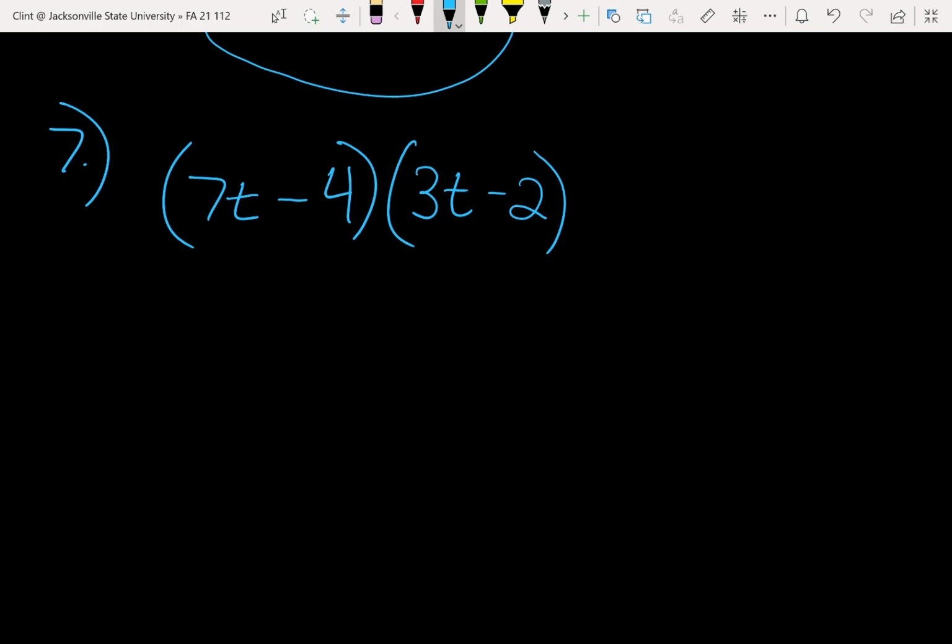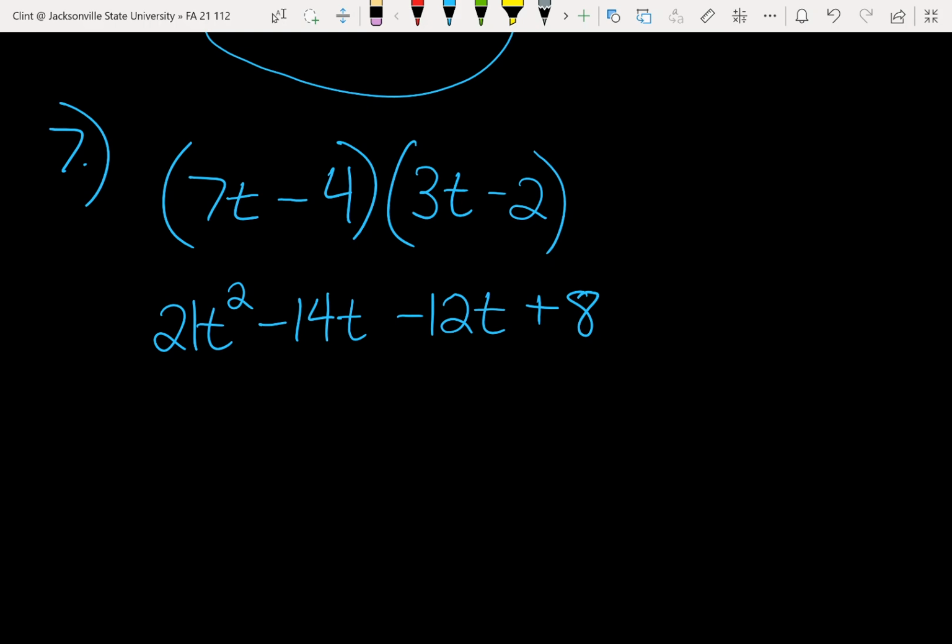Okay. So this one we're doing FOIL. So 7t times 3t, that's 21t squared. I do the outer term, 7t times -2 is -14t squared. Inner terms, -4 times 3t is -12t. And then the last term's -4 times -2 is +8. Oh, hang on. That one's not a square, sorry. It's a 14. I just got a little extra there. Because it was just 7t times -2.